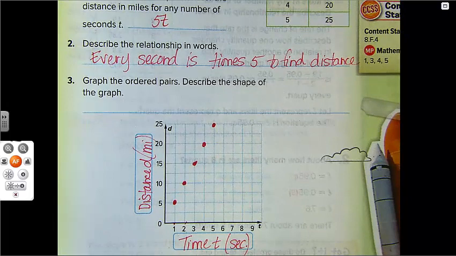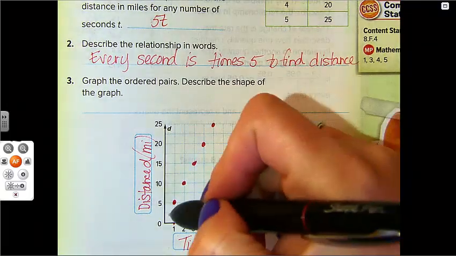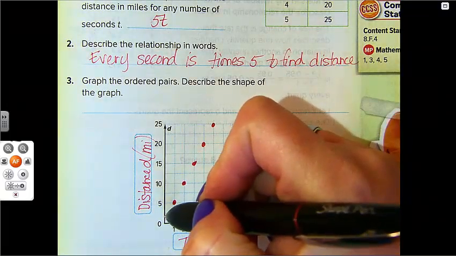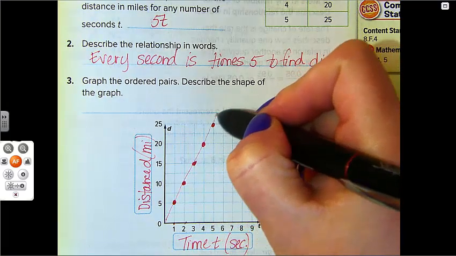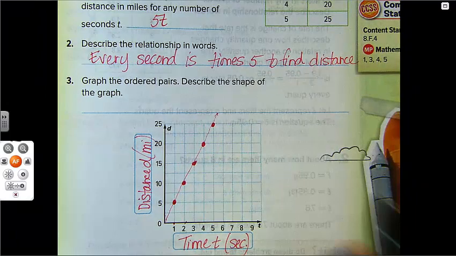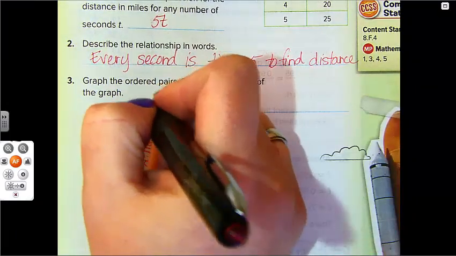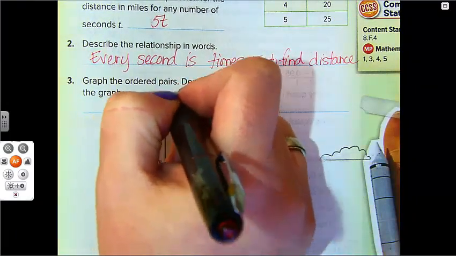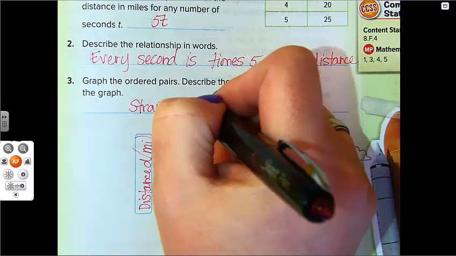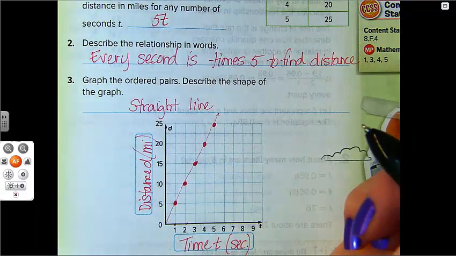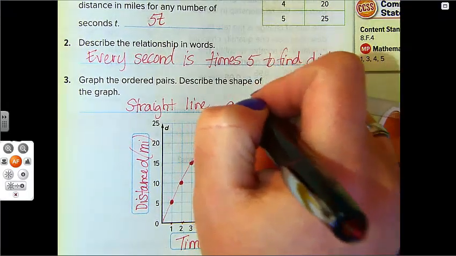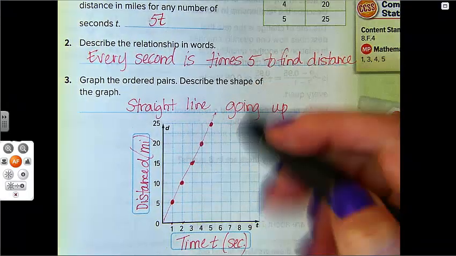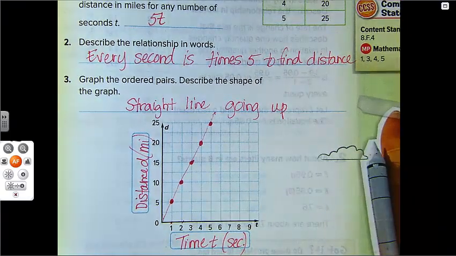It says describe the shape of the graph. Well, if I look at this, if I were to draw my lines here, my graph would be a straight line. So that's how I would describe it. And it's actually a straight line going up or increasing. It's an uphill, so it's going up.